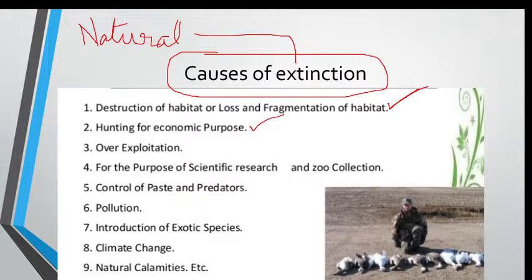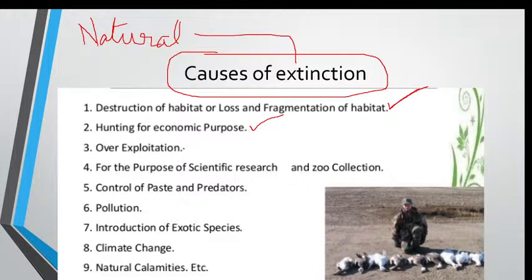And the second one is hunting for economic purpose. Earlier I told you, for economic purposes, for making money, people will kill elephants to take ivory. They will kill tigers for taking fur, etc. And these are hunting for economic purpose. If you are hunting like this, for selling flesh, or hunting animals for taking their horns, that will lead to extinction.